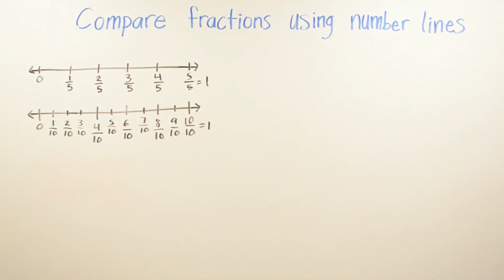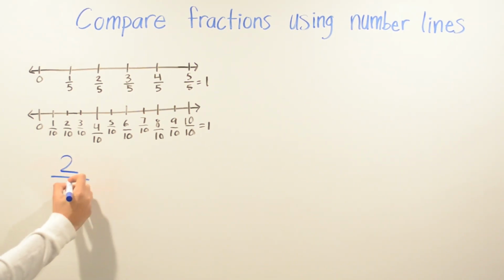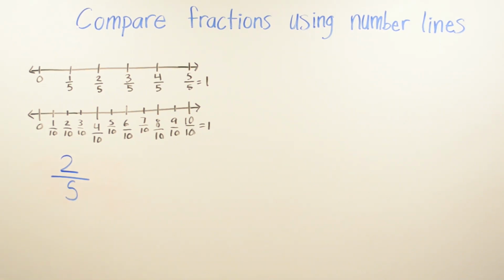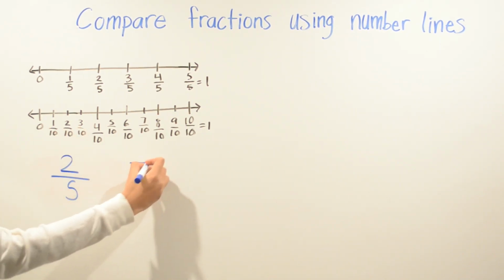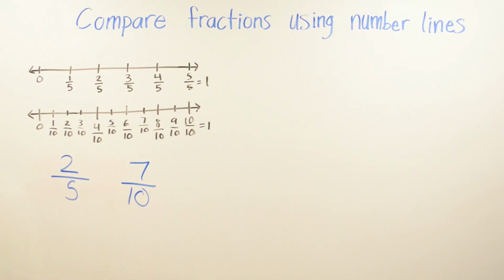So for this problem, we're going to have 2/5 and 7/10. So we have to find our first fraction, which is 2/5 in our first number line. So here we have 0, 1/5, and 2/5. We found our first fraction. We circle it, and now we have to find our second fraction, which is 7/10 in our second number line.